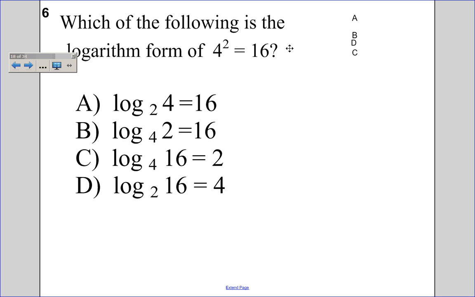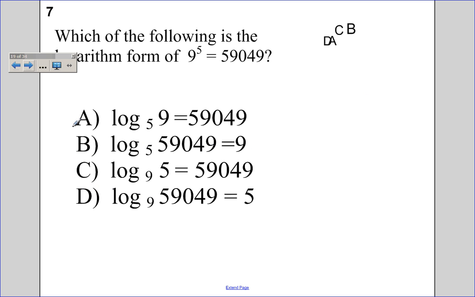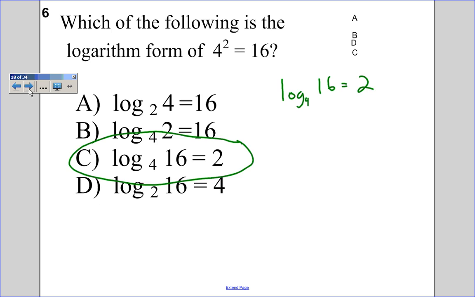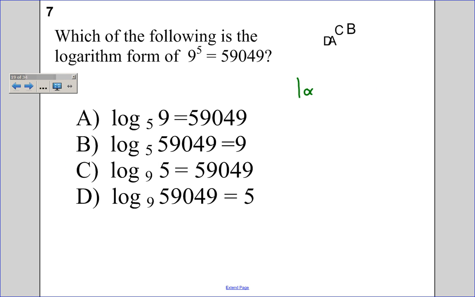So which of the following is in the logarithm form? 4 squared is equal to 16. Well, our base has to be 4, so log base 4. We take this number, 16, is equal to 2. So it looks like log base 4 of 16 equals 2. So C is our correct answer. Now if we go in the same order, we do log base 9 of 59,049 is equal to 5. I believe that's D.